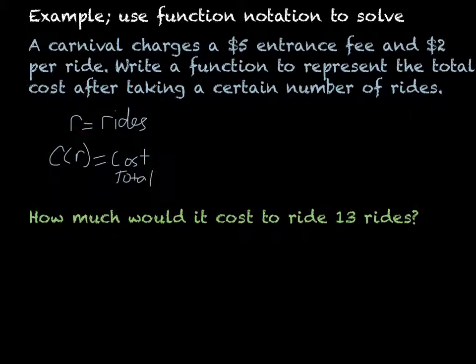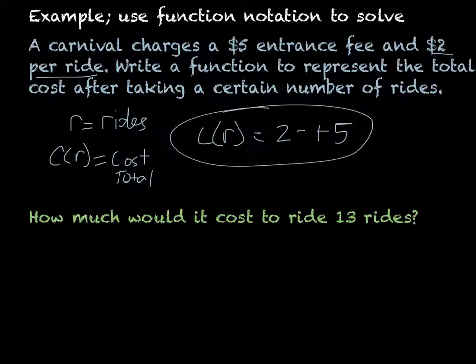Alright, so we want to relate these to each other. So it's going to be the cost in terms of our rides equals, well, it costs $2 for every ride, so that's 2 times r, plus it costs $5 to get into the carnival. So 2r plus 5. Now I'm going to take that function and solve how much would it cost to ride 13 rides. So that means r equals 13, which essentially means we're finding c of 13.